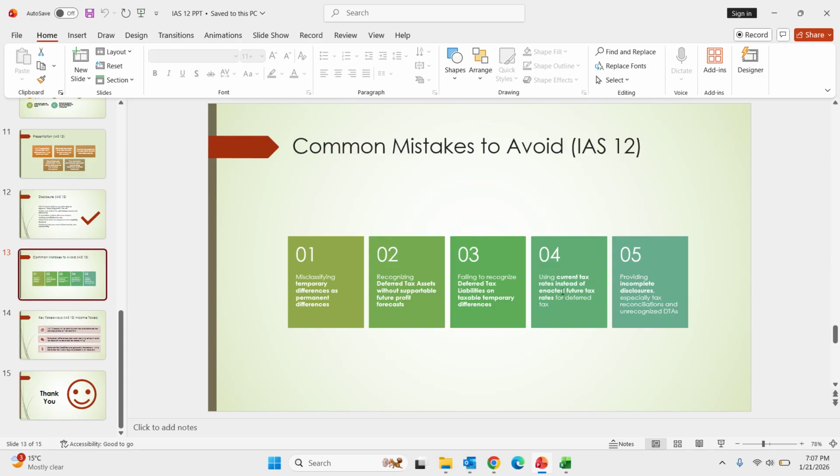Fourth mistake, IAS 12 requires deferred tax to be measured using the tax rate expected to apply when the difference reverses. So don't take today's rate for deferred tax. And lastly, providing incomplete disclosures. This reduces transparency and makes it harder for users to understand the tax position.